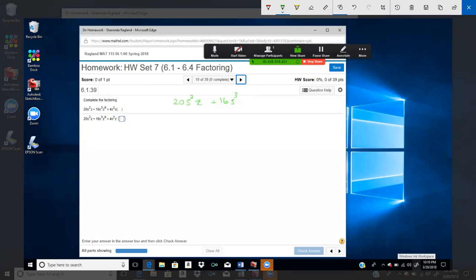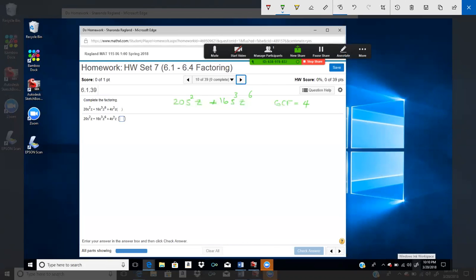To the third, z to the 6. So look at the number. 20 and 16. What's the greatest common factor of 20 and 16? What's the greatest common number that will divide into 20 and 16? Okay, so 4.